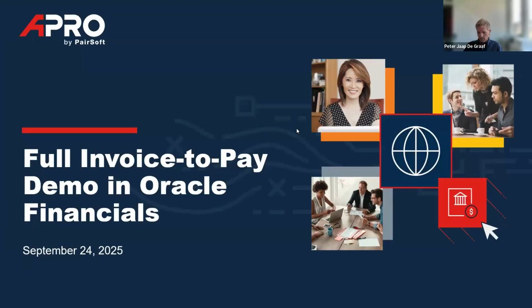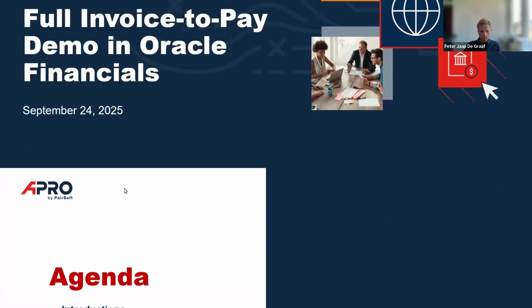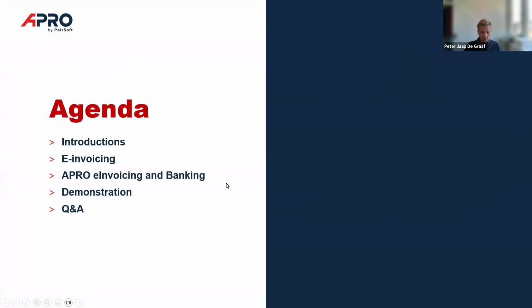Okay, let's get started. So first, a short introduction. I will tell a bit more about e-invoicing, also the combination APRO e-invoicing and banking, and then I will demonstrate with two XML invoices to process them to Oracle, creating a payment batch, picking up the payment batch with APRO banking, and then send the payment file to the bank.